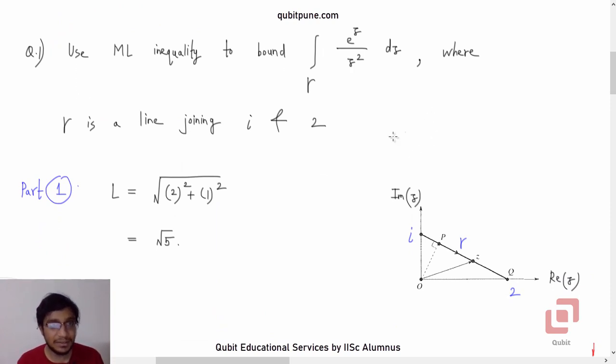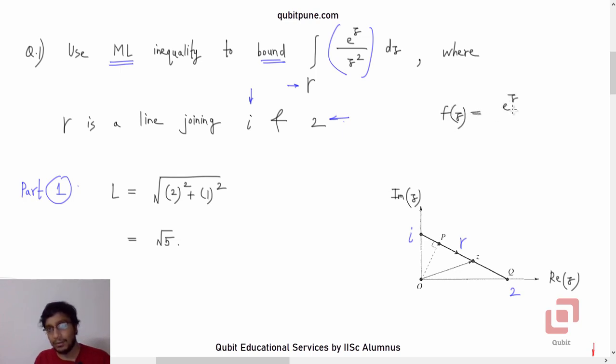Alright, the question says, use the ML inequality to bound the integral of e to the power z upon z squared with respect to z along a curve gamma, where gamma is a line joining the points i and 2. First things first, the function that we have here is e to the power z upon z squared, and you can see that it is defined everywhere except for the point 0.